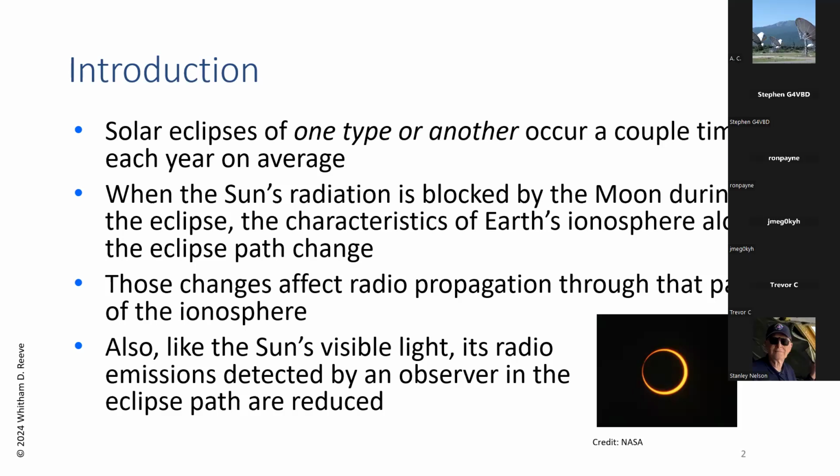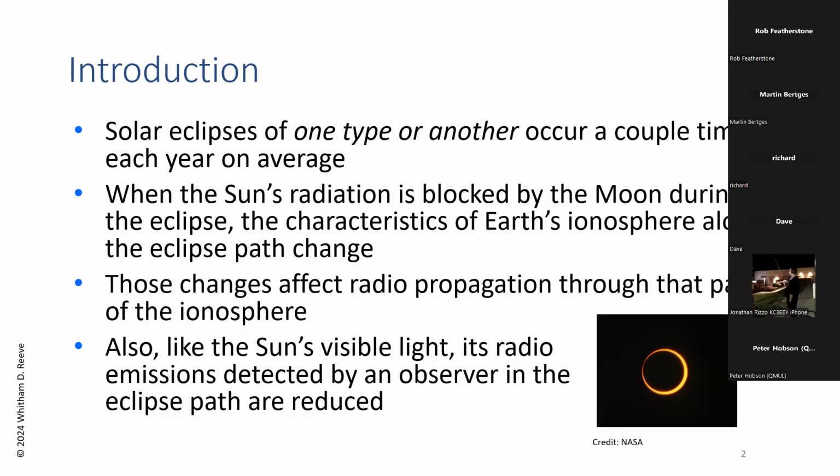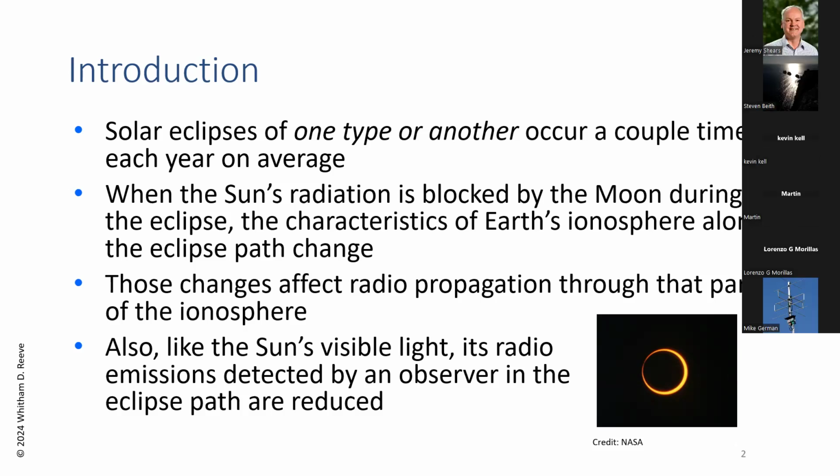But what happens during an eclipse is that the sun's radiation is blocked by the moon, and that changes the characteristics of Earth's ionosphere, and in turn that would affect radio propagation through that part of the ionosphere. And that's particularly what I was interested in.